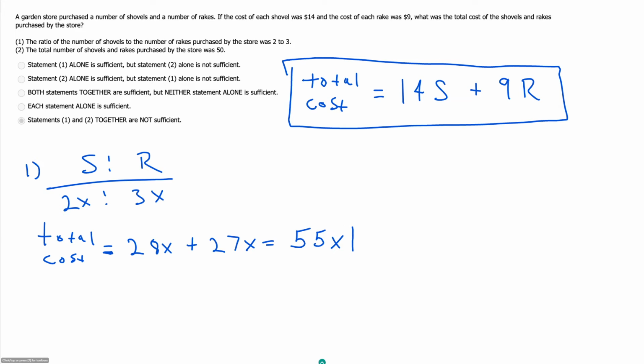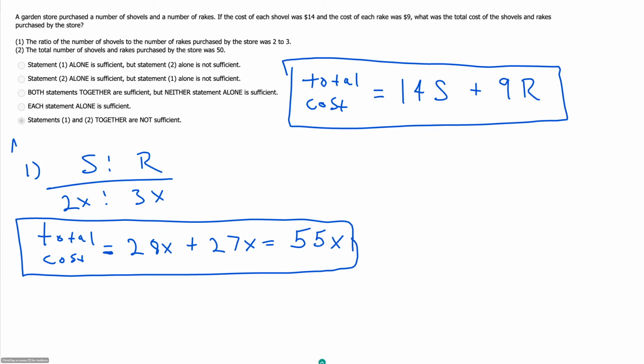This is still insufficient because we don't know what x is, but we are a little bit closer than we were from the prompt. Statement 2. The total number of shovels and rakes purchased by the store was 50. So this is just telling us that R plus S is equal to 50. So remember, we got to forget about our first statement. So I don't think I can plug this information into the equation for my prompt and solve for total cost. So this is still going to be insufficient.